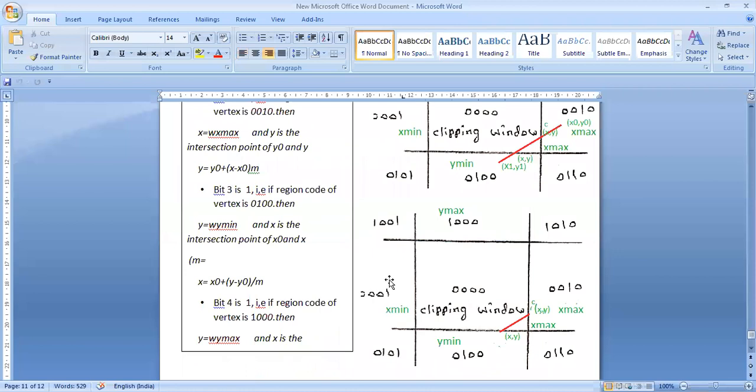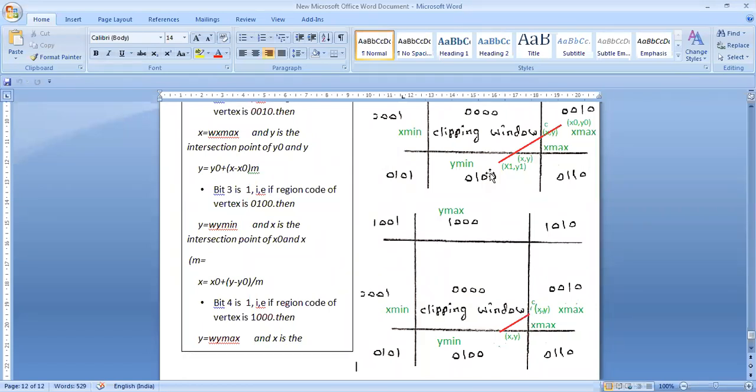So here it is very clear that my line is moving outside the right side of the window. Right side of the window means outside the x max. So I need to bring this to x max. So what is my x? X is equal to xw max. And what is my y? If I get the x directly, then I need to calculate y. Y is equal to y naught plus x minus x naught into m. Then I will get this x y. I brought my x naught y naught to x y.